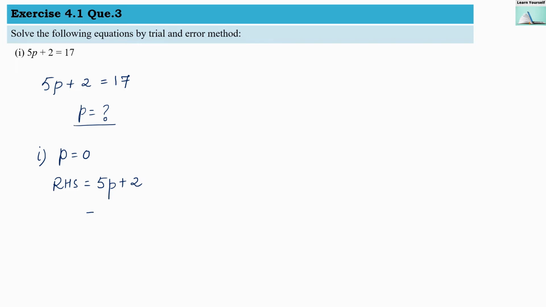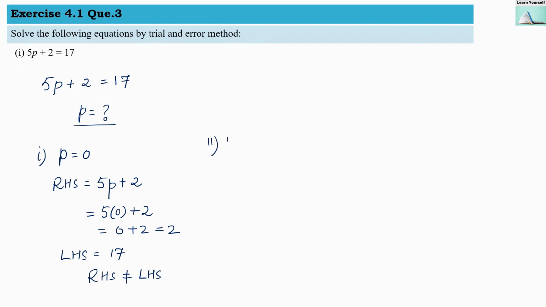So when I substitute p's value, that is 0, I will get 0 plus 2 equals 2. So RHS is 2, but LHS is 17. So here RHS is not equal to LHS. So this equation doesn't hold true for p equals 0.